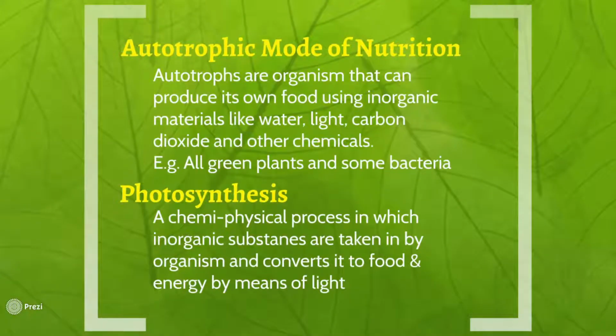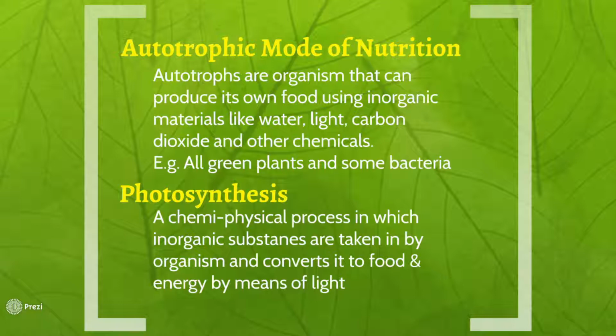In the previous video, we have already understood and learned about different modes of nutrition. So we'll just have a quick revision of what we've learned. So firstly, what is autotrophic mode of nutrition? Autotrophs are those organisms that can produce their own food using inorganic materials like water, light, carbon dioxide, and other chemicals. And we've also understood that examples of these organisms are all green plants as well as some bacteria.